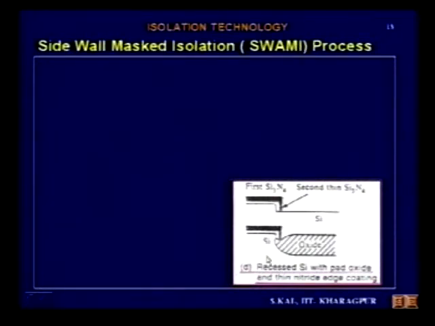This is the cross-section diagram for the SWAMI isolation process. It is side wall masked isolation. That means the side wall is also masked so that side wall oxidation is prevented. How? You see, initially the top silicon nitride was formed. Now after recessing the silicon, on this side wall another, second silicon nitride is formed. If you form another silicon nitride on the side wall, then oxidation cannot attack the side wall. Oxygen atoms cannot diffuse through the silicon nitride, and that oxide will not be formed.